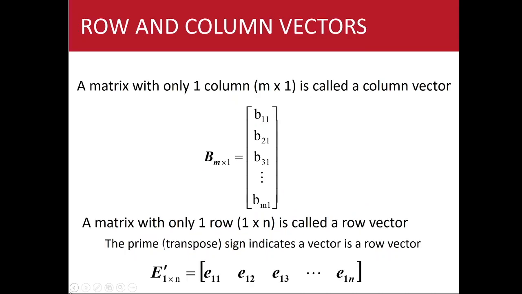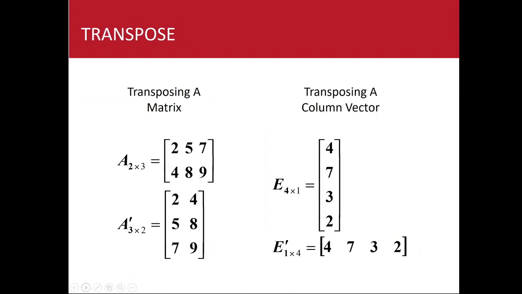An important kind of matrix is the row or column vector. Those are matrices that have only 1 column or 1 row. So for example, this matrix B here, which is an m by 1 matrix, is said to be a column vector because it only has 1 column. The same thing in this matrix here, 1 by n, and we say that this is a row vector. These will generally come up very often in regression analysis.